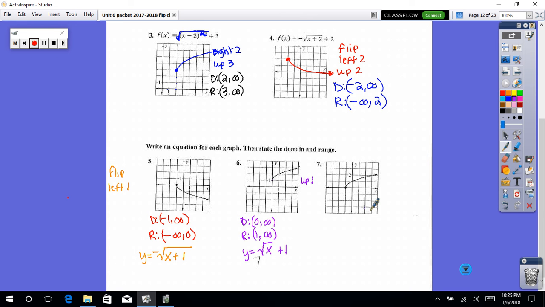And last one here. Domain from -1 to infinity. And we didn't go up and down anywhere, so the range is 0 to infinity. In this one it looks like the only transformation is left 1 unit. Y equals the square root. Remember, to go left, it is actually opposite, so +1 under the radical.